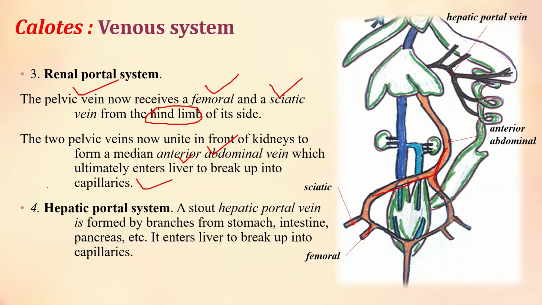And finally, about the hepatic portal system. So the hepatic portal system has some branches. Hepatic portal veins are the veins which collect blood from the stomach, intestine, pancreas, etc., and finally break up into capillaries in the liver. So the hepatic portal system has some veins which collect blood from the digestive system and associated glands. So this is all about the venous system of the Calotes.